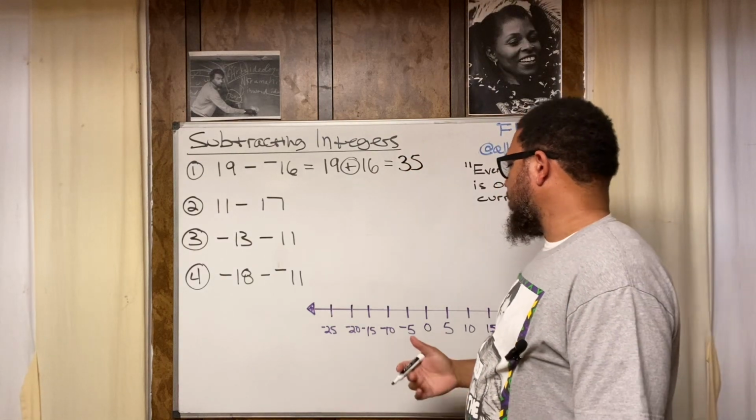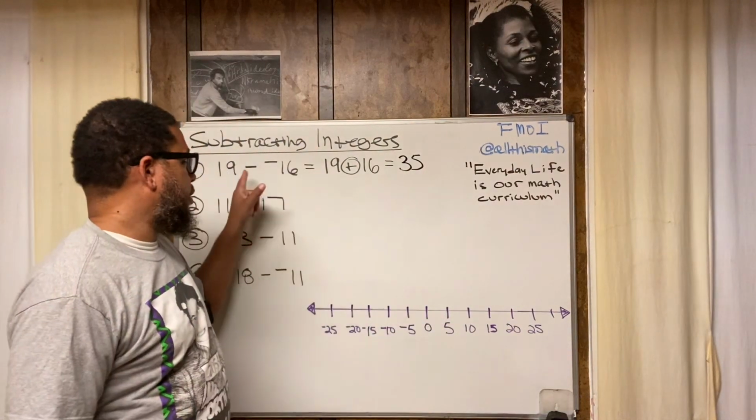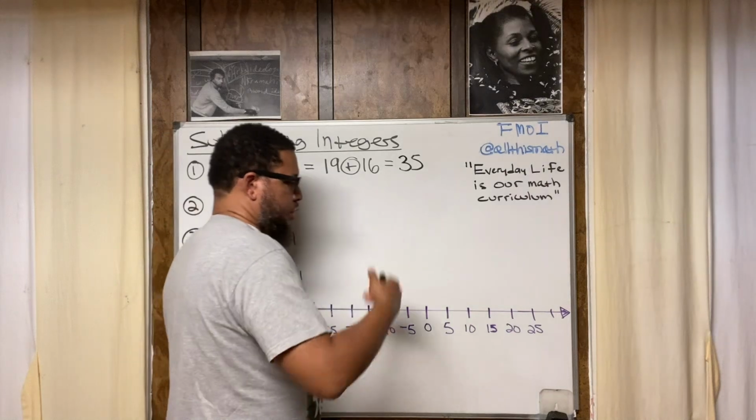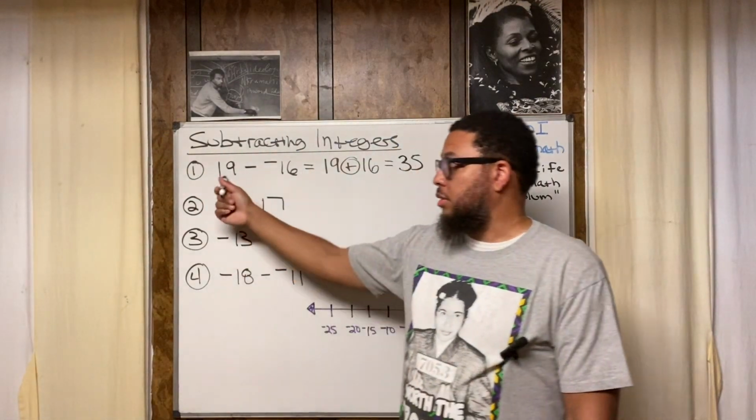Now, I didn't really need to use the number line, right? Because I'm doing straight addition. Once I convert this, because of the double negative, I'm doing straight addition, right? But if I did use the number line, and you don't use the number line until after you simplify the expression, all right?